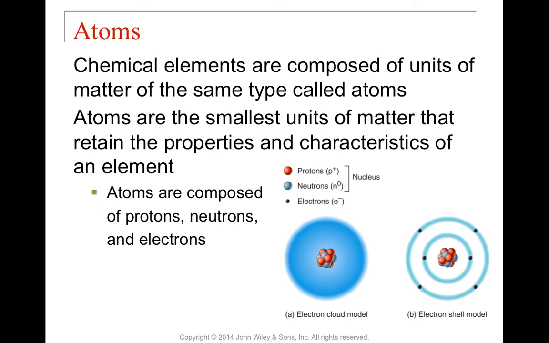One of the other things to note here is that protons are going to be positively charged. That's why there's this little positive here. Electrons here are negatively charged. Neutrons are neutral, no charge.